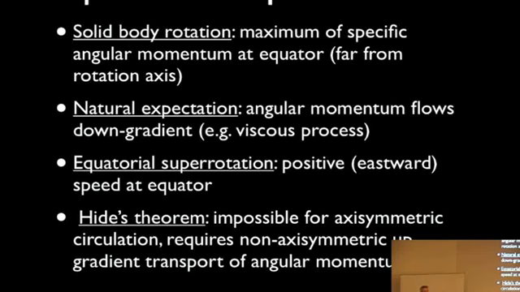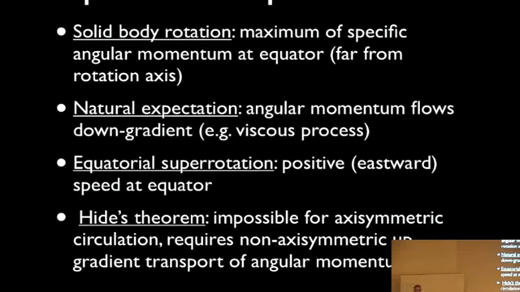It's a non-trivial feature of an atmospheric flow where somehow you pile up angular momentum where it's already at the maximum. And then now going back to the description of what we see in the frame of the rotating planet, it means a positive eastward wind at the equator. That's a sign of superrotation.